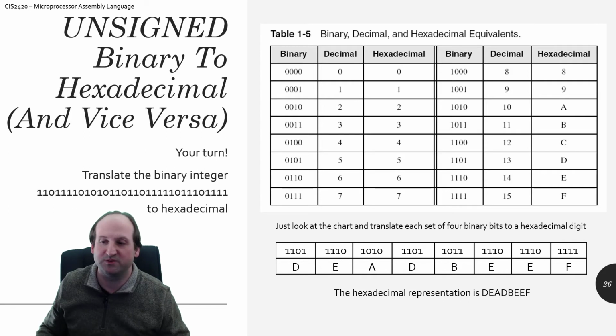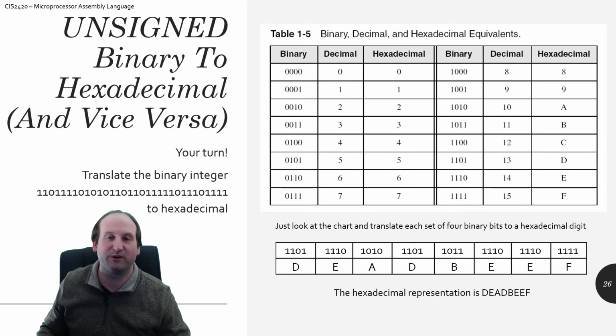So, of course, 1101, that's a D, because that is 13. Then 1110, 14 is an E, and then there's my 10 for an A, back to D, and then B, E, E, F. And each one of those, all I did was look at the chart and go, oh, 1101, there it is over there in 13 land, 13 is a D, and so forth and so on.